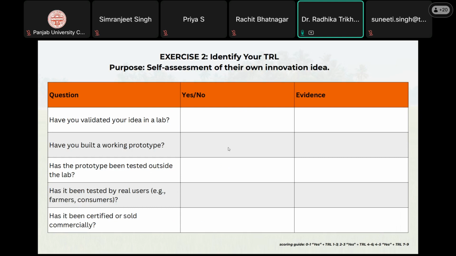Have you built a working prototype? Okay. Has the prototype been tested outside the lab? This is where your TRL 5 is going to come into play. Have you gone to a relevant environment or not? Has it been tested by real users? Where will these real users come from? In the operational environment. Have you tested them? You will have a yes or no. This will tell you which TRL level you are at. If we don't understand the concept of TRL level, this will actually give you an image. Has it been certified or sold commercially? So it will be yes or no.